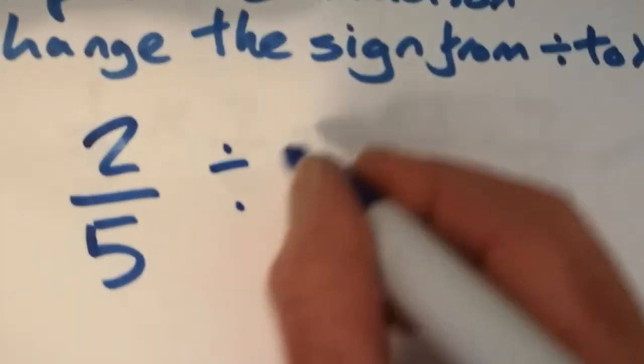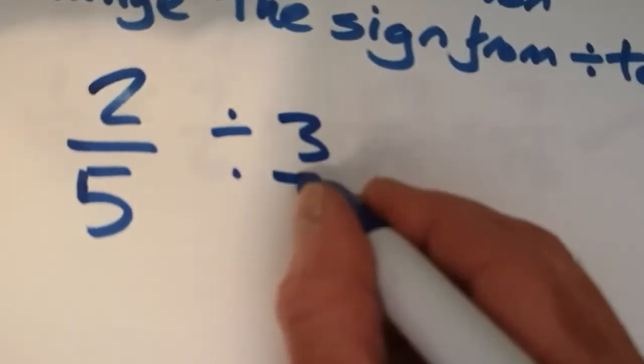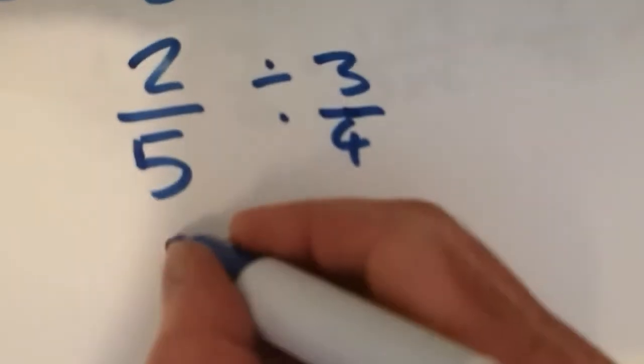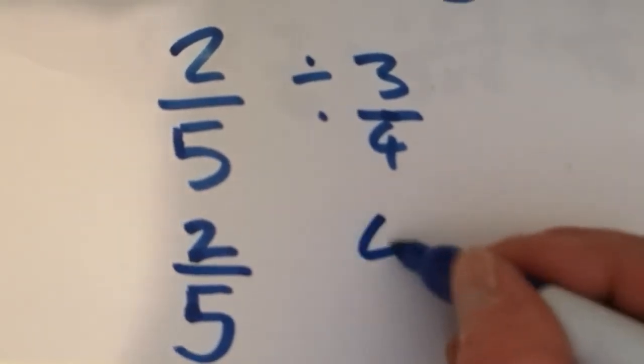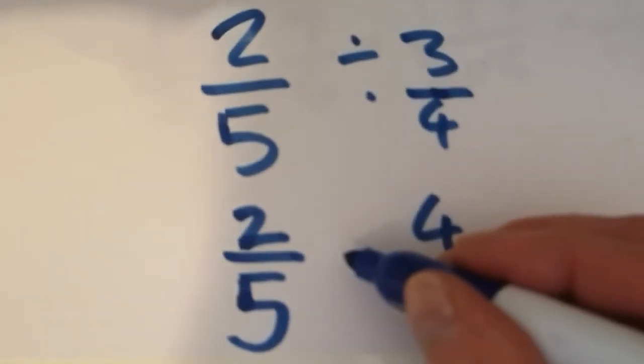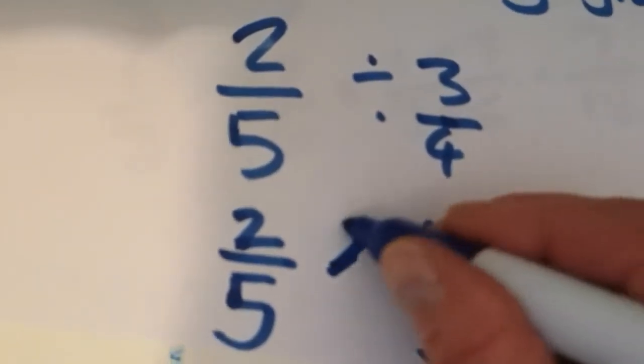2 over 5 divided by 3 over 4. Okay, so same thing. The first fraction stays the same. The second one we flip. So 3 over 4 becomes 4 over 3. And I change from a divide to a times.